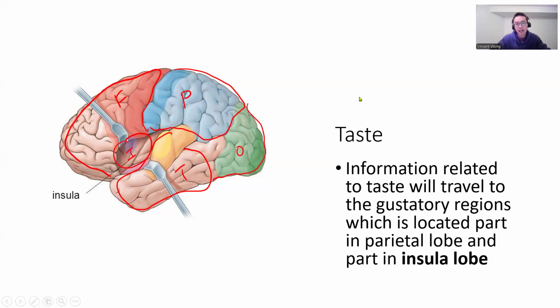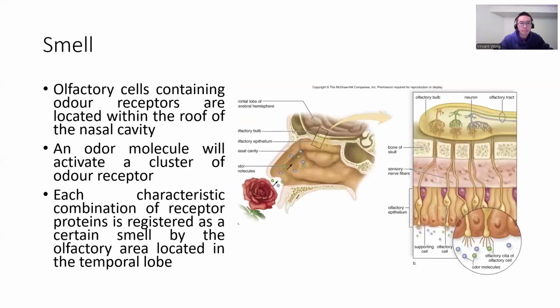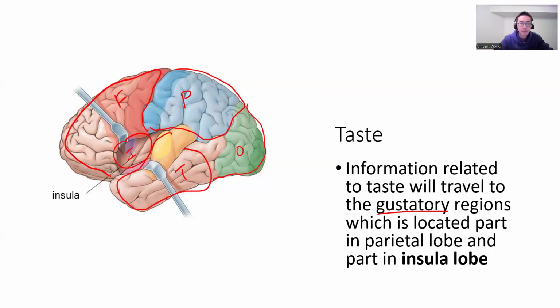Okay? So the fancy word for taste is gustatory. Gustatory. Okay. Just like for sound, we say auditory. For vision, we say visual, I guess. And for smell it is olfactory. So for taste it is gustatory. Okay, and that's it. That's it for taste.